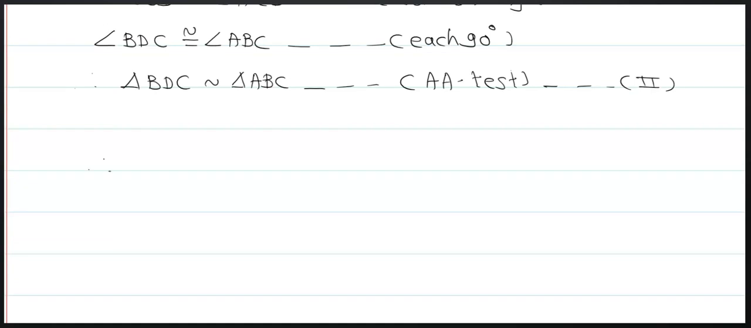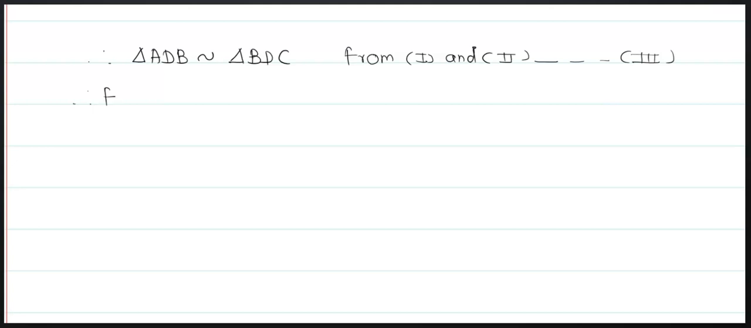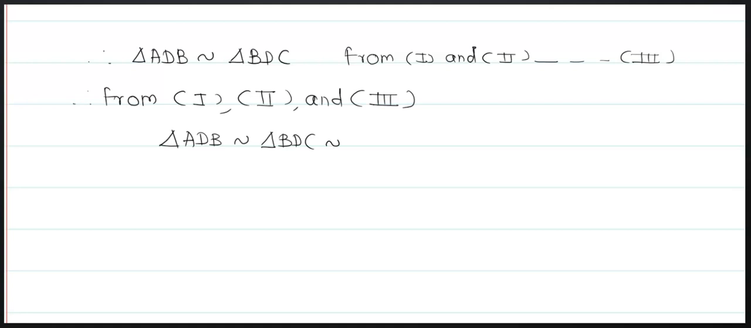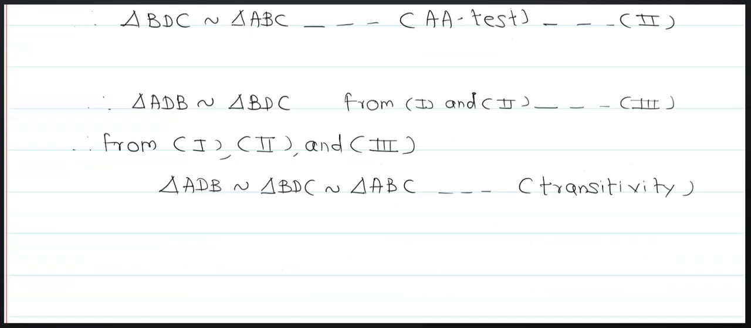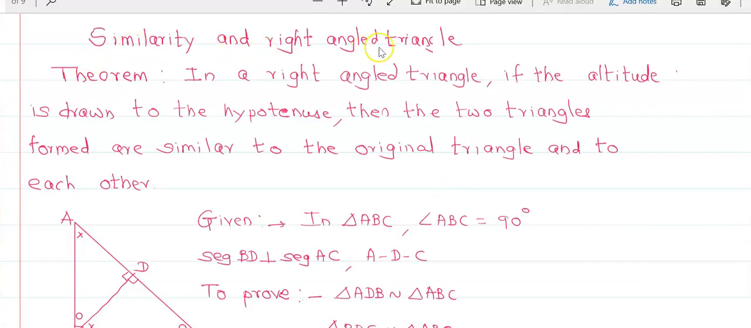Therefore, from 1 and 2, triangle ADB is similar to triangle BDC. This is the third one. And hence, from 1 to 3, triangle ADB is similar to triangle BDC, similar to triangle ABC, by transitivity. This is the similarity of the right angle triangle. Now see this again here.